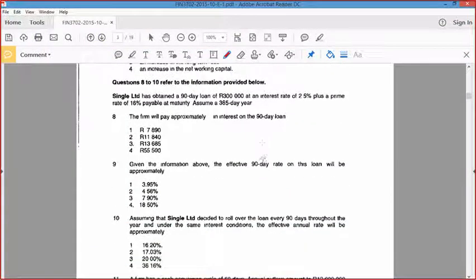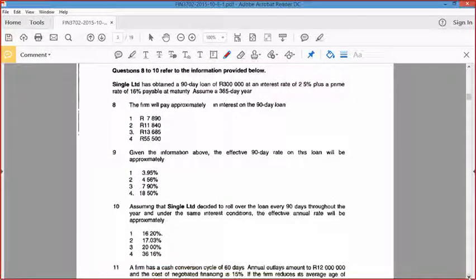Next. Question 8, 9 and 10, I think you should be able to do because it's just an interest calculation. We're looking at the amount of interest we're paying, and the different rates that we're going to have for this particular company. The first one and the second one, 8 and 9, are easier to calculate. We'll discuss 10. You might have forgotten the formula for EAR. We'll recap that. But 8 and 9 are relatively straightforward.